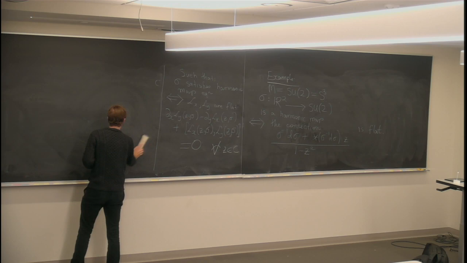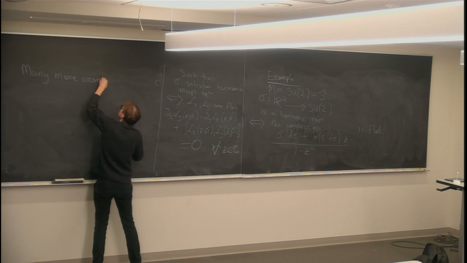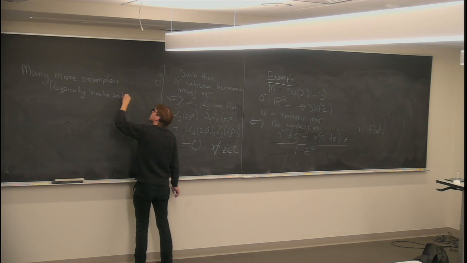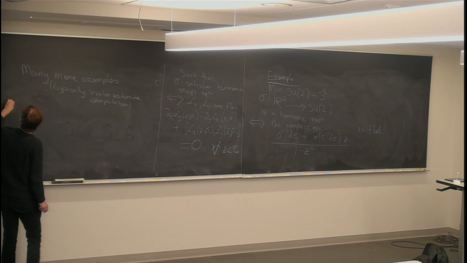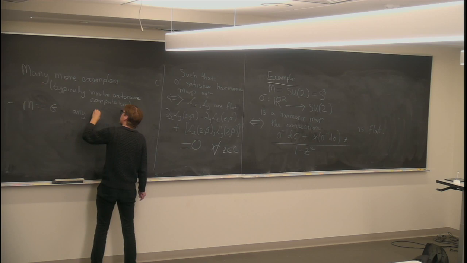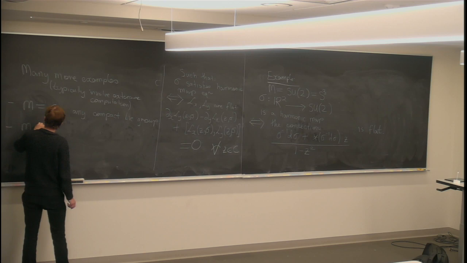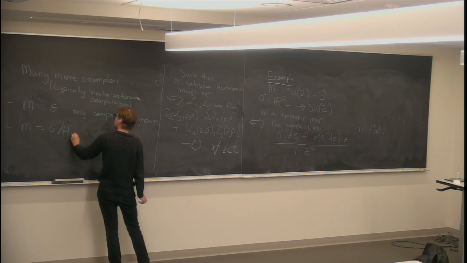So there are many more examples. But they typically involve extensive computation. It's kind of an art. So let me then write down some examples. Like if I take M to be G, any compact Lie group, or M to be G mod H. Now here, I'm not saying every homogeneous space works. Only some of them seem to work. So the class that works includes Riemannian symmetric spaces.